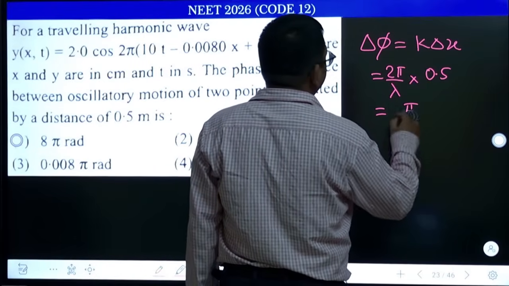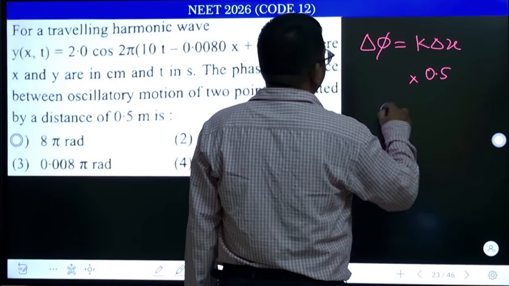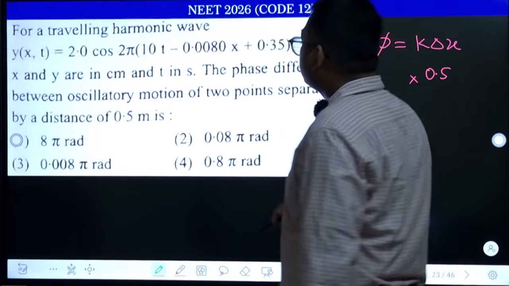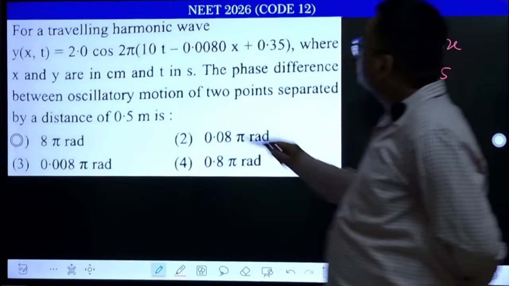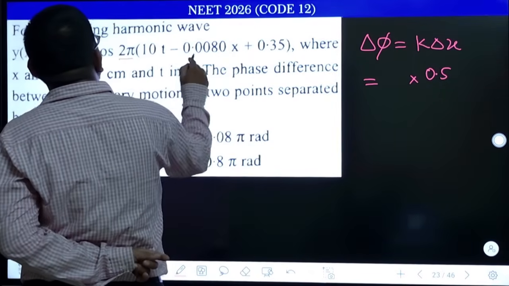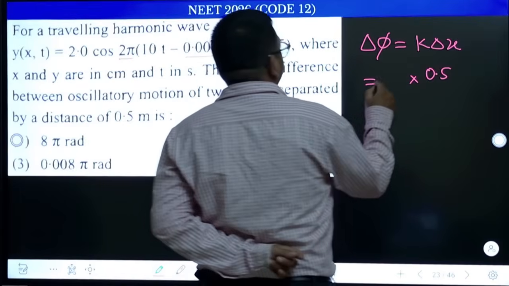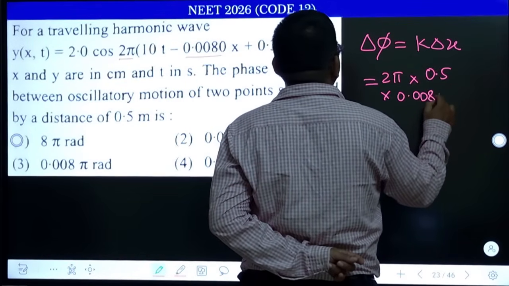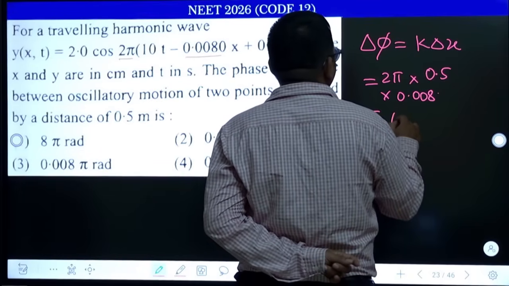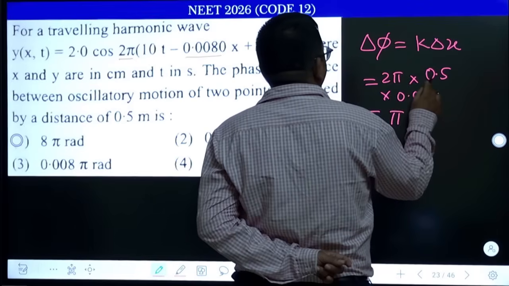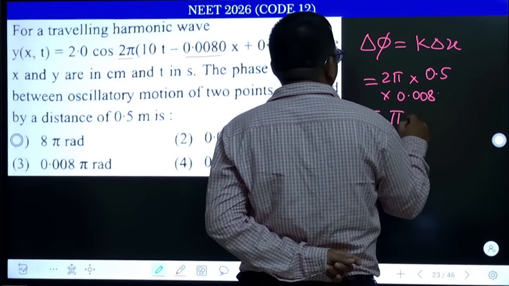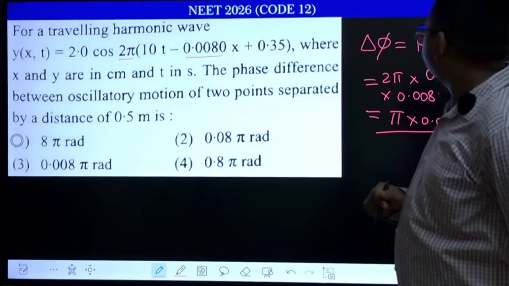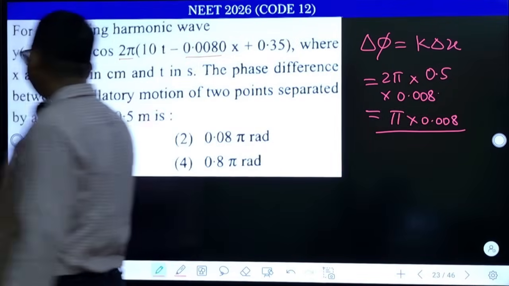We can use k here, right? What is k here? See, open the bracket, you need to open 2 pi into this. So 2 pi multiplied by this 0.0080. Okay, so pi I will leave aside, and then I multiply this 2 into 0.5 become 1, so 0.008. 0.008 pi only, that is the answer, option 3. Okay, let us move next.